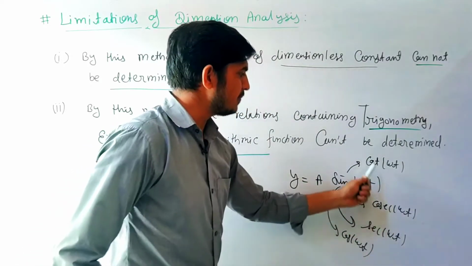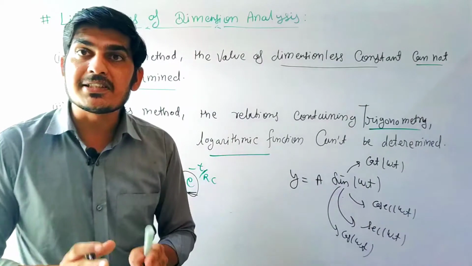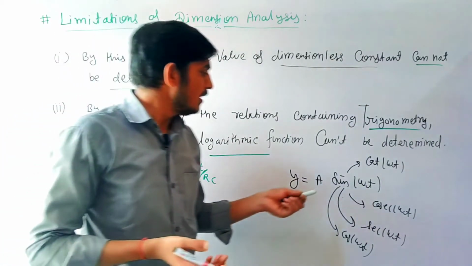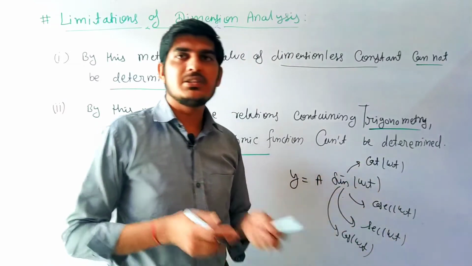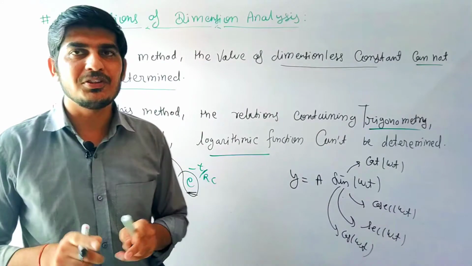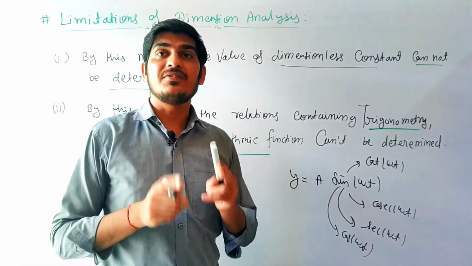All these trigonometric functions are dimensionless. How will you judge that in this equation which one is fit? You can't say by using dimensional analysis. Got the point? So dimensional analysis will fail here.